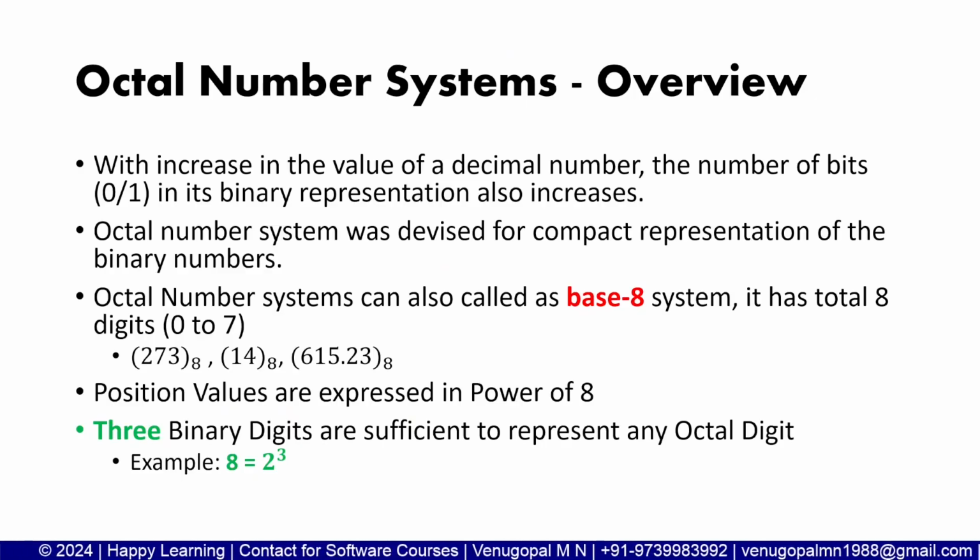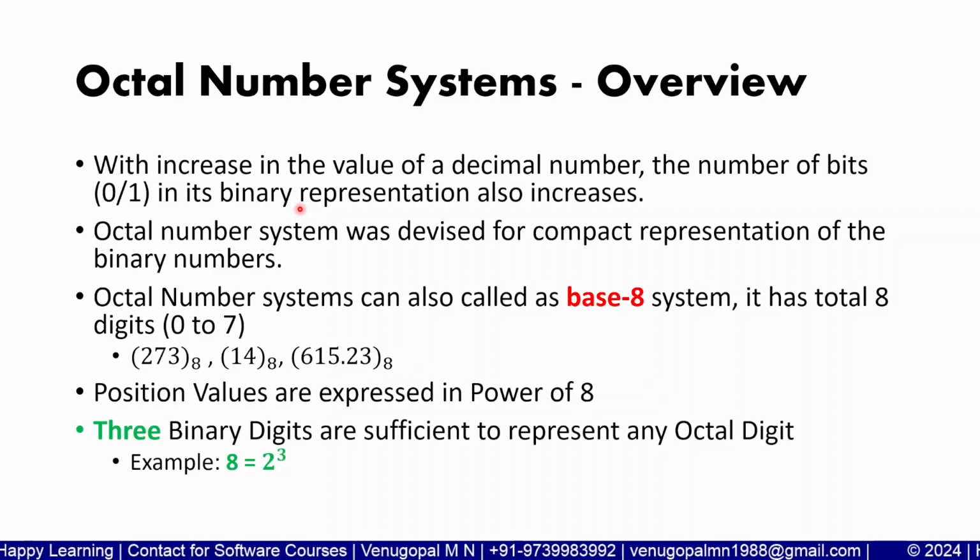So coming to the overview of the octal number system, as we can see over here, with the increase in value of a decimal number, the number of bits, zeros and ones, in the binary representation also increases. We also know what a binary representation is: zeros or ones, correct? If you are representing decimal number 1 or 2, it needs only 1 bit length, correct? Whereas if you are representing some millions of value, or for example 10,000, to represent the decimal value 10,000 in binary, it really requires lengthy binary digits, correct?